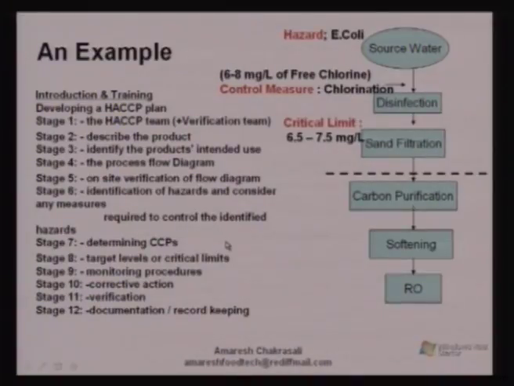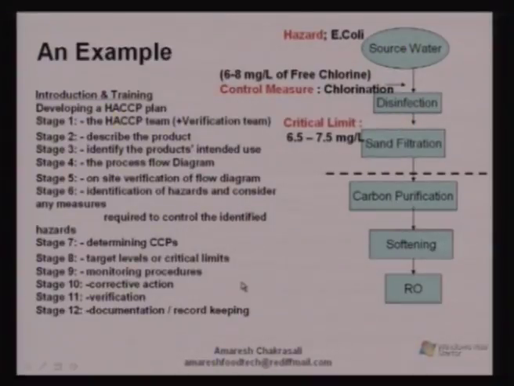Then here, determining CCP. Take this example. A critical control point is where it is being tested and where it should not go ahead of it. If it goes ahead of this filtration, then the hazard cannot be controlled further. That's why this becomes a critical control point. So if it is found that the chlorine level is less here, this has to go back to the water storage and get disinfected again and come back.